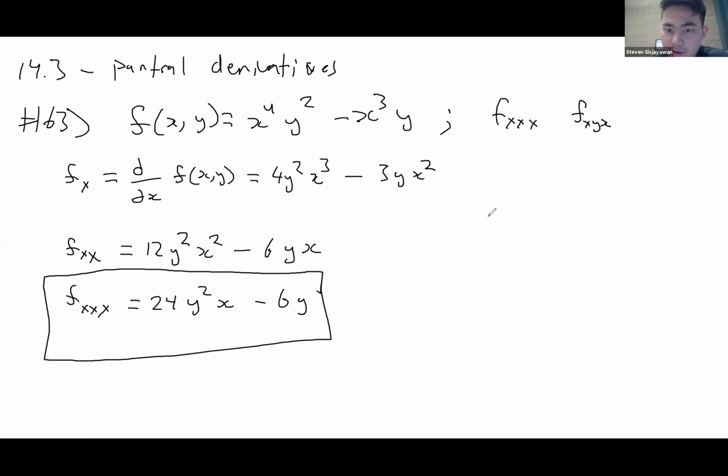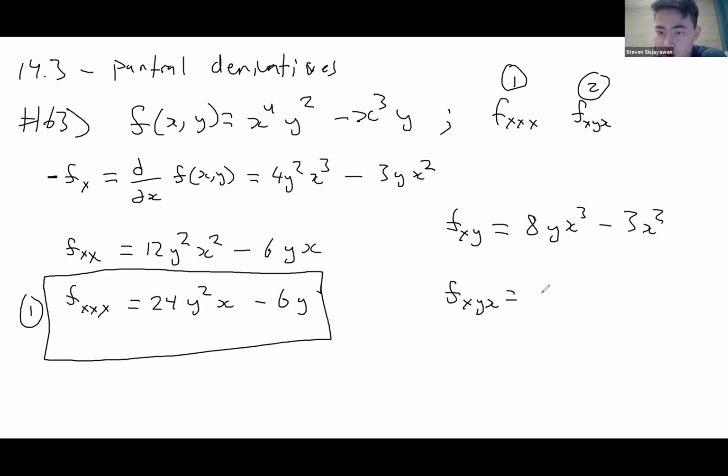And now let's try finding what f_xy is. So f_xy is going to be the partial derivative of this function right here in terms of y, which is going to be 8y x cubed minus 3x squared. And then taking that partial derivative in terms of x would give me 24y x squared minus 6x. Okay.